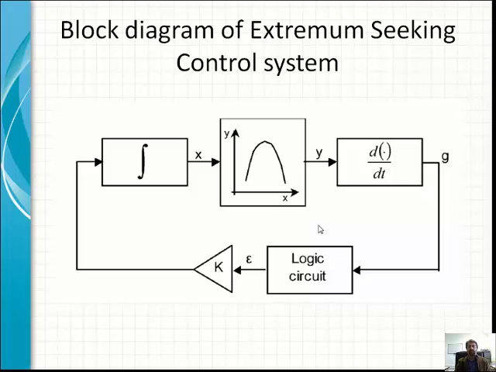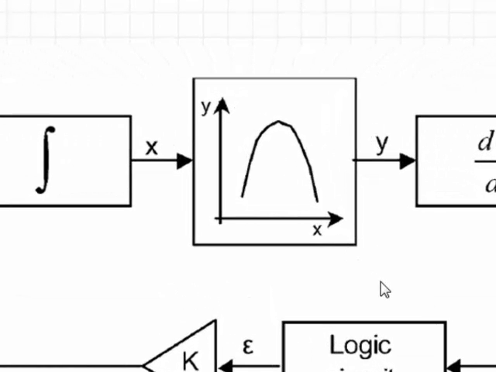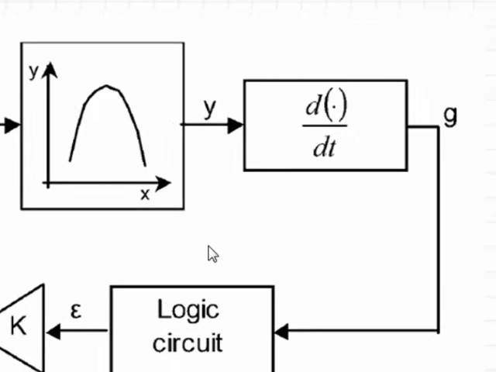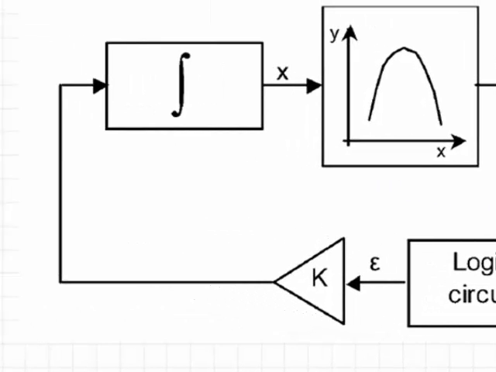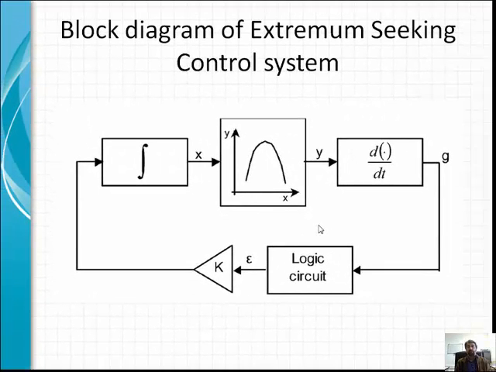In terms of the extremum seeking control, what we're doing is actually seeking the maximum power point. In this case, if you look at the graph between y and x, we want to track the maximum power point, that is the peak of this particular graph. And the way we do that is by differentiating the particular output y, and based on that we obtain a measurement g, which is then fed to a kind of logic circuit. Right, this is not necessarily a binary logic circuit, but for simplicity here we're putting it as a logic circuit, which generates an output epsilon, which is scaled by a factor of k before being fed to an integrator, which then determines the direction in which x will move, such that we track that maximum power point.